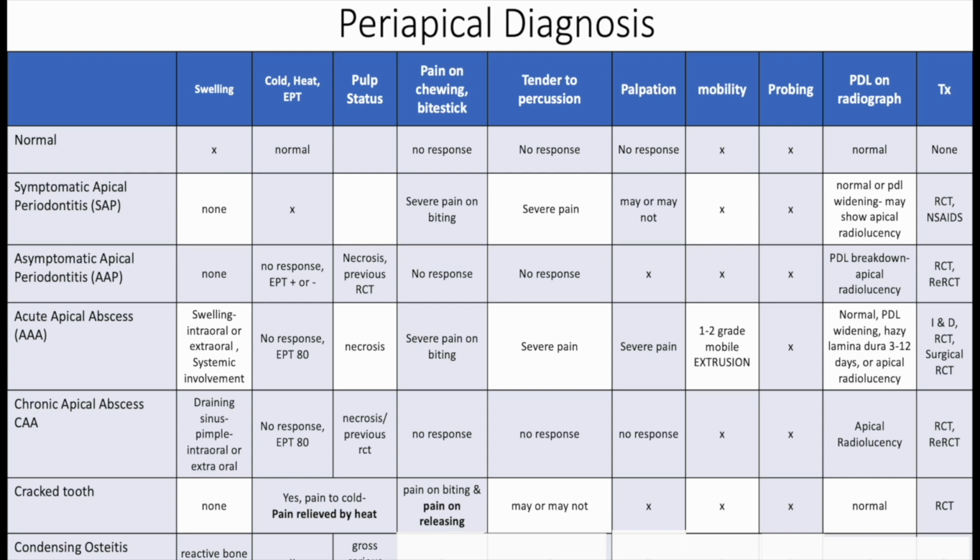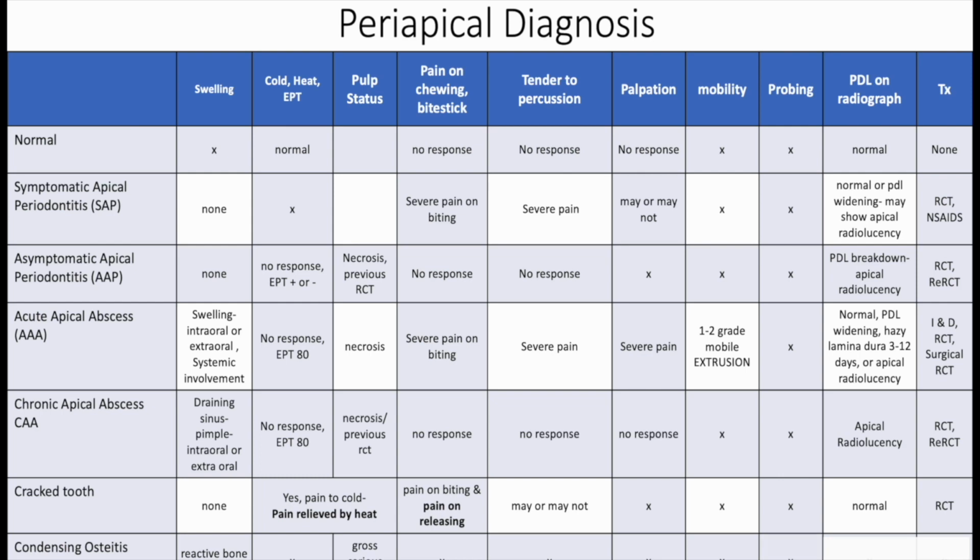So it may or may not involve pulp yet, or it can have an irreversible pulpitis, asymptomatic, but there is going to be a grossly carious tooth, because condensing osteitis is a response to the carious pulp. Next comes pain on biting, no response, nothing on tenderness, no palpation, no mobility, nothing on the radiograph.